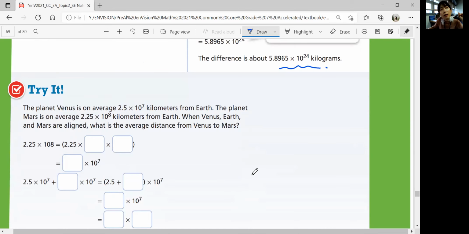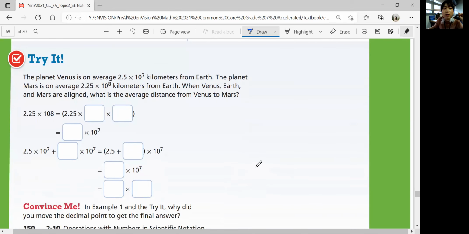So let's try this problem. The planet Venus is on average 2.5 times 10 to the 7 kilometers from Earth. That's the distance from Earth. The planet Mars is on average 2.25 times 10 to the 8 kilometers from Earth. When Venus, Earth, and Mars are aligned, like in the same row, what is the average distance from Venus to Mars?